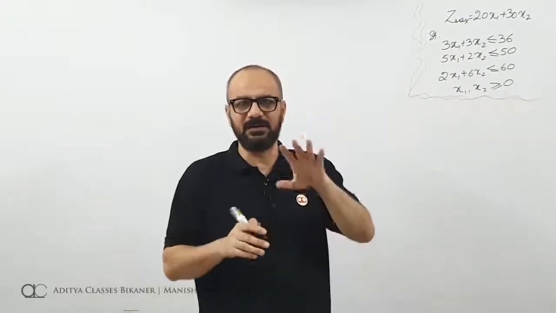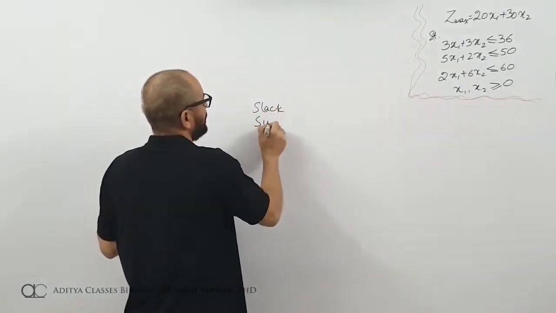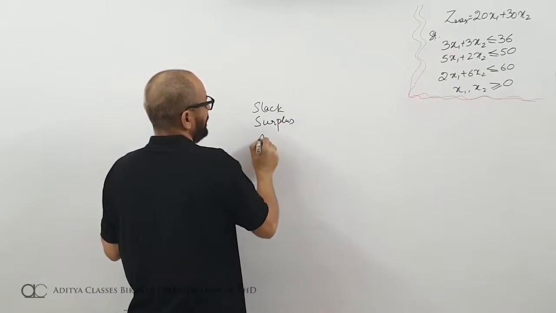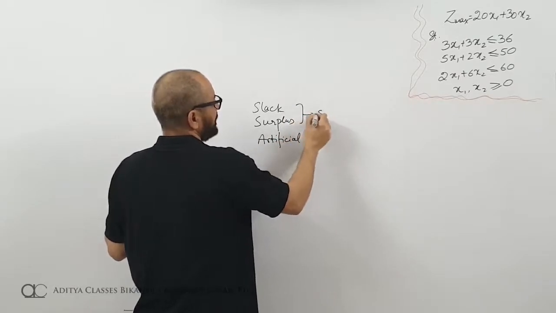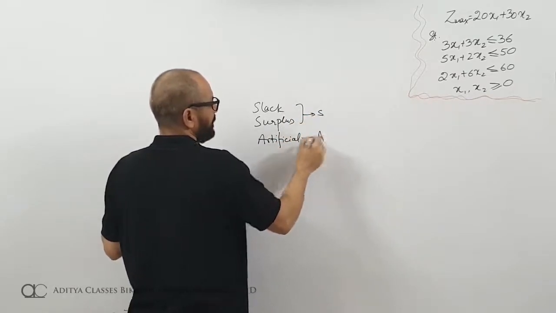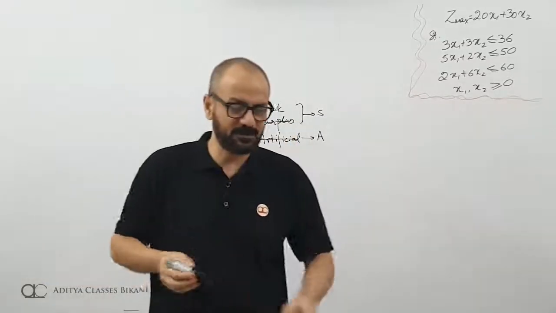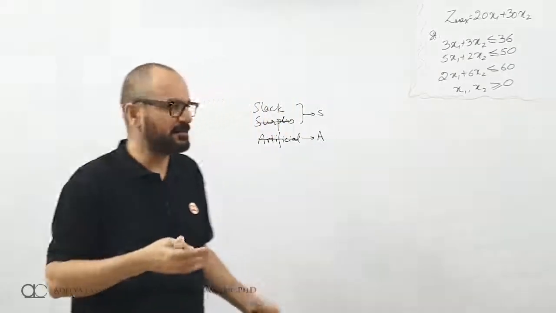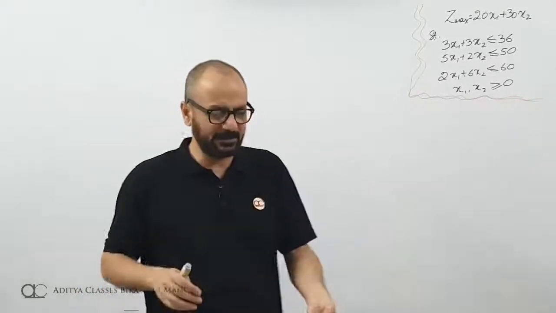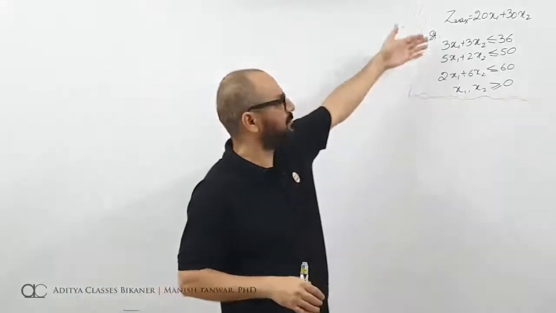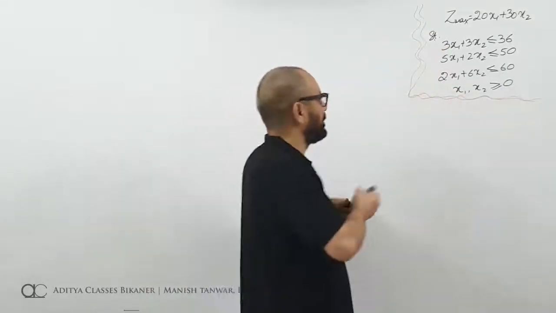Up till this point we have only learned slack. You can use slack, surplus or artificial. These two are represented by small s, this is represented by capital A. Up till this point we have only talked of slack variable. For surplus and artificial, there are other methods, there are advancements over simplex. So we will see them when we get there. For now we are only taking slack variables because everything is less than type. So let us convert these inequalities into equalities using slack variables.